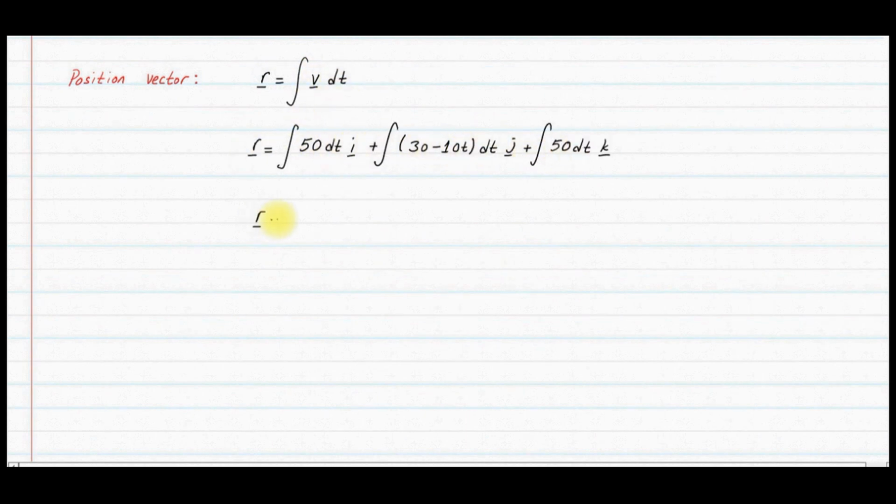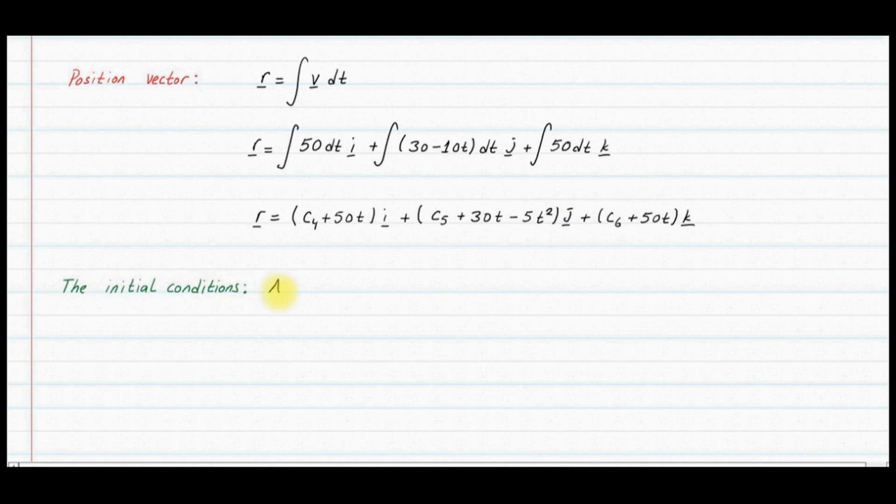Position vector. The position vector r is equal to the integral of the velocity vector v with respect to time. Therefore, the position vector r is equal to (c4 plus 50t) i plus (c5 plus 30t minus 5t squared) j plus (c6 plus 50t) k, where c4, c5 and c6 are the integration constants.